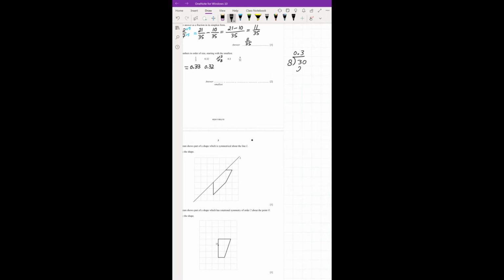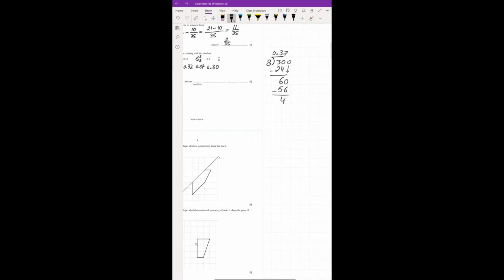8 3s are 24. It gives 6 as the remainder. Then we are going to use another 0 here. And by writing this 0 with 6, it will become 60. So 8 7s are 56. So we have 4 remainder here. So the answer for this fraction becomes 0.37. And then the next number is 0.3, which can be written as 0.30.